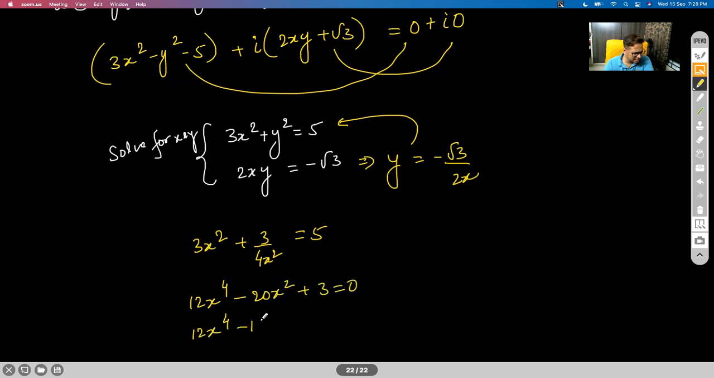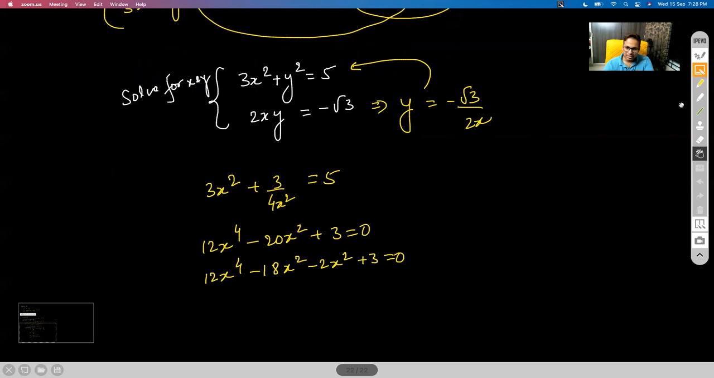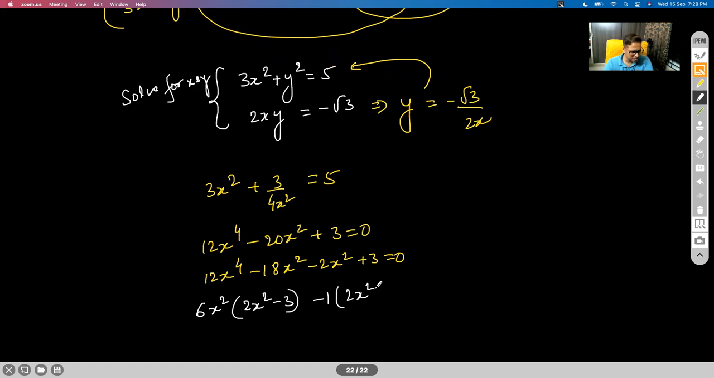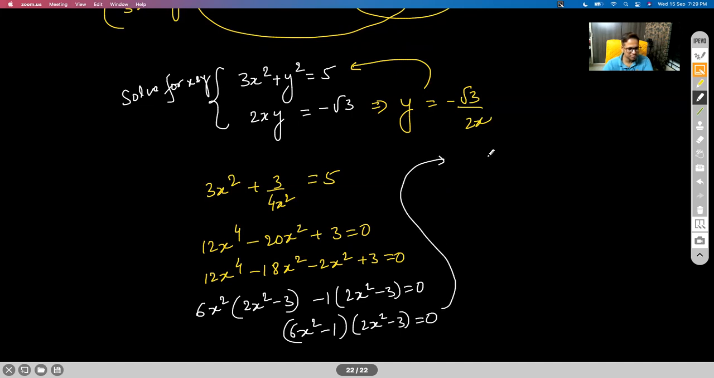I think this is factorizable as minus 18x² minus 2x². Yeah, it's factorizable. So here I will take 6x² common, you'll get 2x² minus 3. Take minus 1 common, 2x² minus 3. So this will be (6x² minus 1)(2x² minus 3) equal to 0. So this implies two things: this is 0 and this is 0. So from here, x is plus minus 1 by √6. From here, x is plus minus √3 by √2.